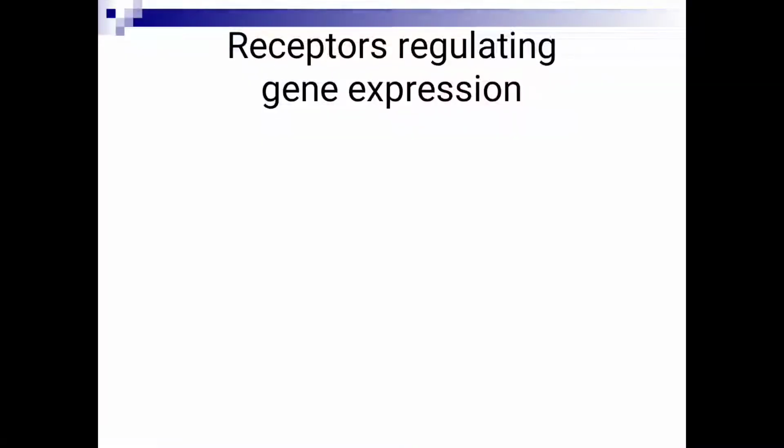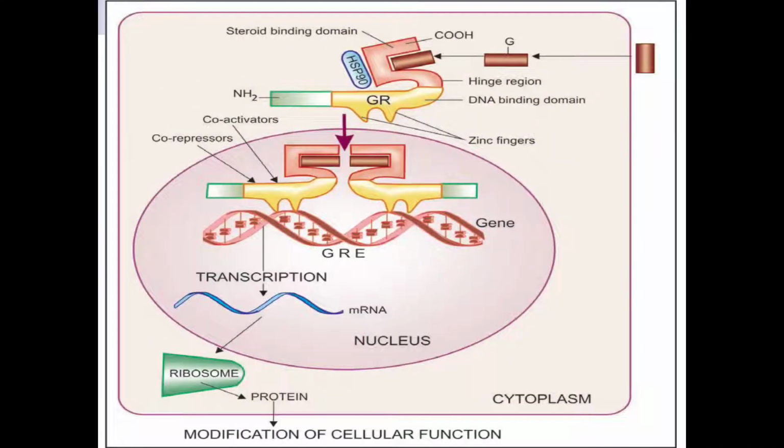Okay, now receptors regulating gene expression, mainly nuclear receptors. How do they act? This is the ligand, glucocorticoids. When the ligand binds to the receptor, and this is the cytoplasm, this is the nucleus of the cell, when in the cytoplasm the ligand binds to the receptor, the receptor ultimately goes to the nucleus. Here there is dimerization of the receptor. Ultimately it binds to the DNA, produces transcription, and translation ultimately produces the protein and modification of the cellular function.